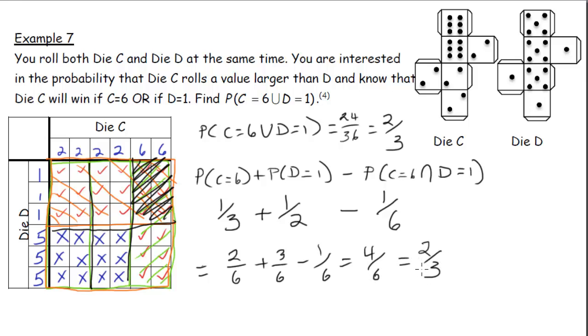So clearly, if you have your sample space drawn out here, the easiest way to do this would just be to check off where either of them is satisfied and make sure not to double count.